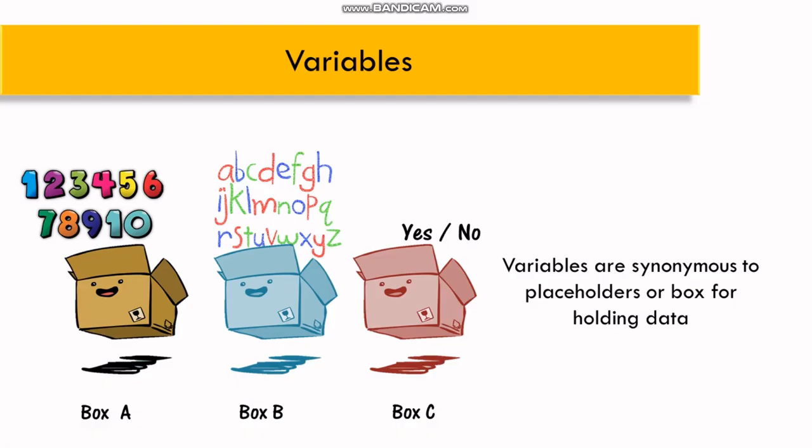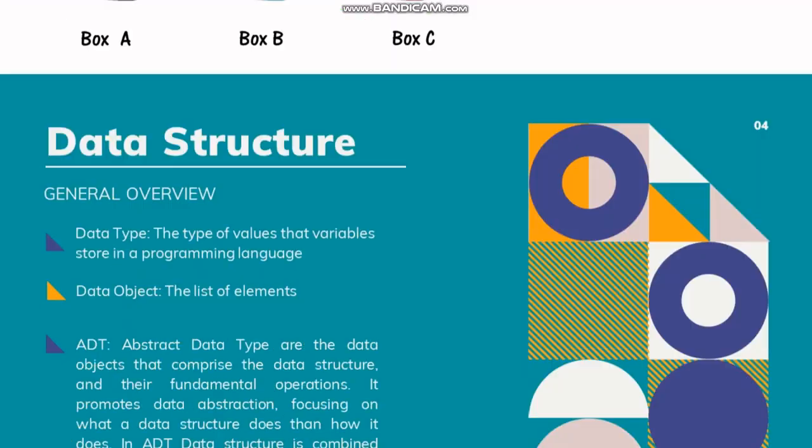You can see three boxes in the slide. One box contains some numbers, the other holds some alphabets, and the third one holds the boolean, that is, yes or no, true or false. Now, what are variables? Variables are synonymous to placeholders or boxes for holding data. In programming languages, we use variables to hold different types of data.